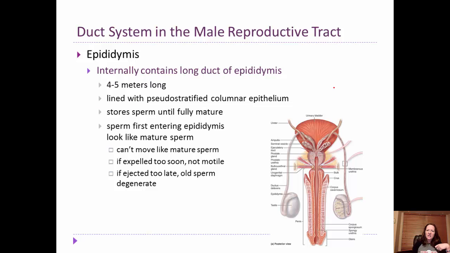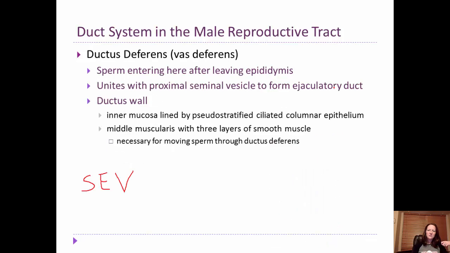So if we take a look at this, you can see it. This is actually the posterior view, and you can see the bladder, and then there's that posterior view, and it's showing those vas deferens. So very, very long right there.